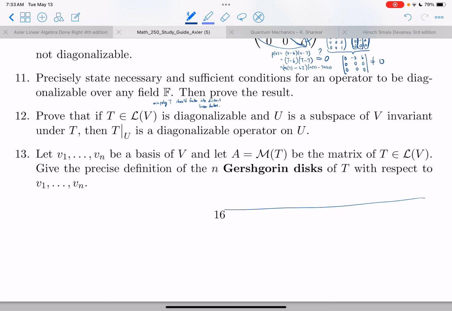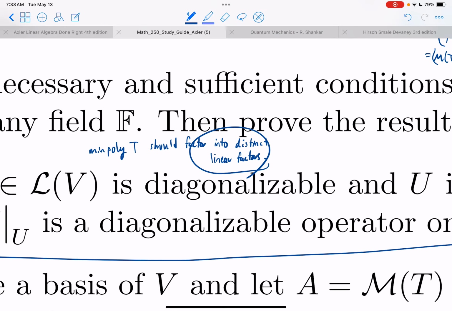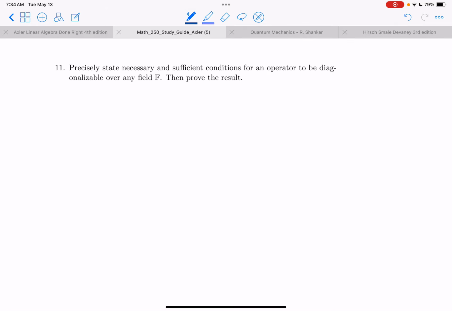Let's look at this one. This one's really fun. To prove the result about factoring into linear factors, I think it's just too much to do in a video. I'll do it in class. But let's just give the idea of the proof.